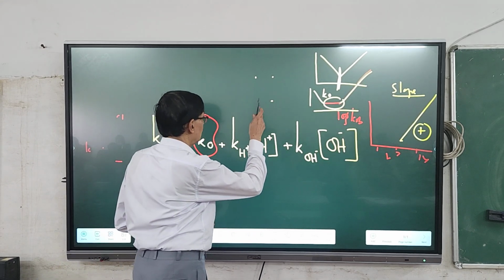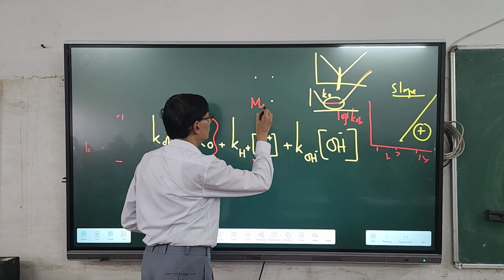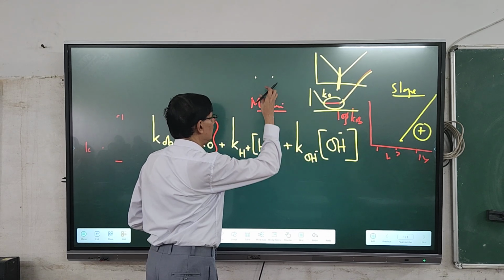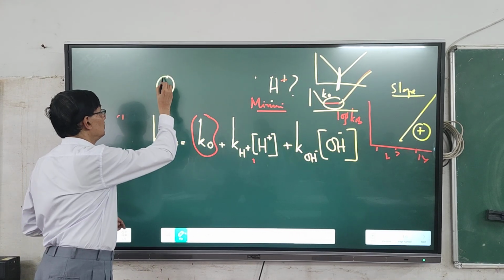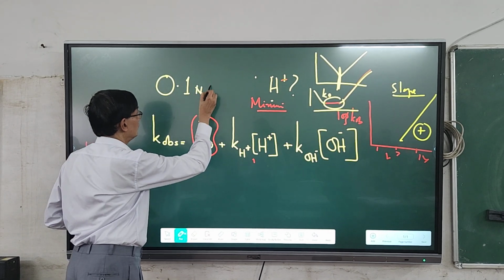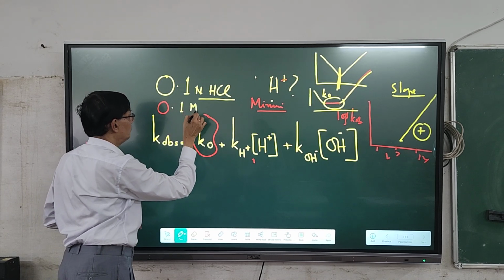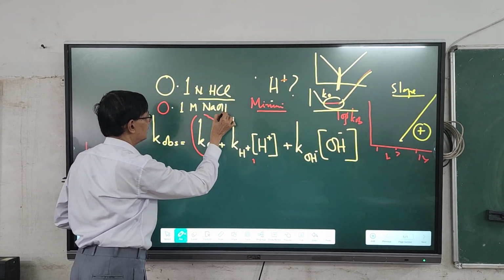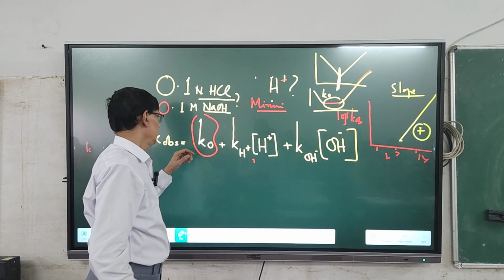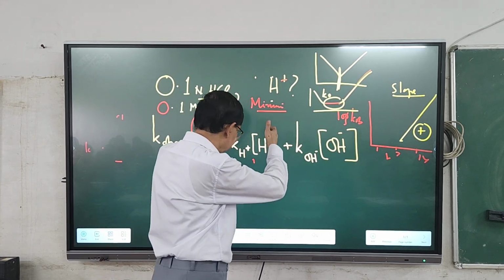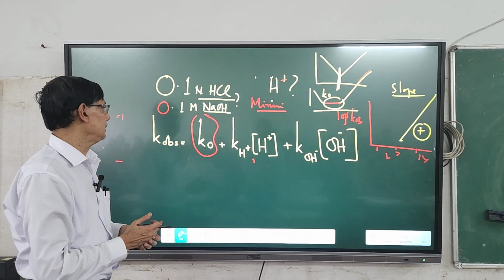That means the maximum or minimum concentration of the hydrogen ion or hydroxyl ion. Suppose I am using in one case 0.1 N hydrochloric acid, and in one case 0.1 M sodium hydroxide. You have to decide it. So there are three parts: left hand side part, right hand side part, and the intermediate part. So how do you calculate this Skarbel equation?